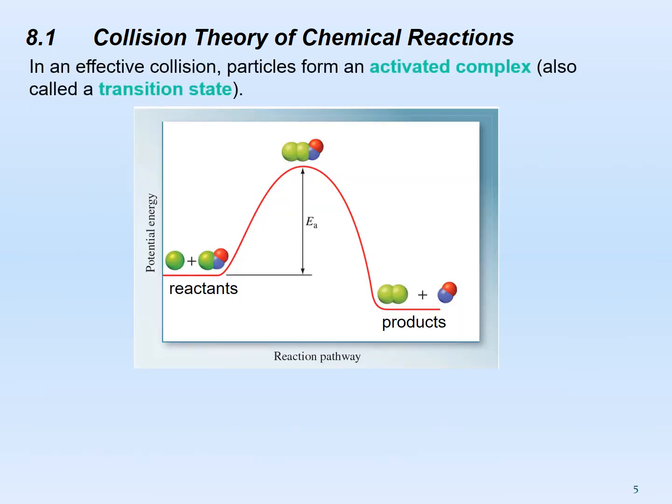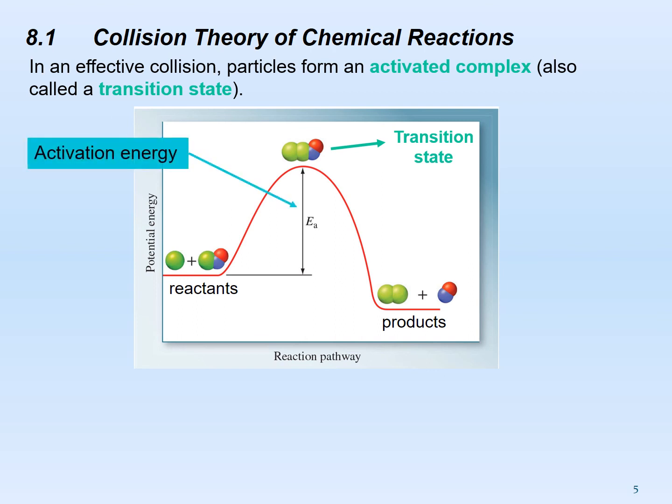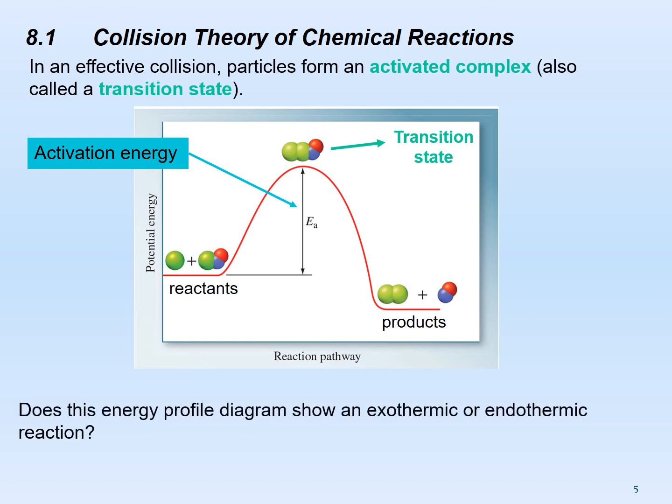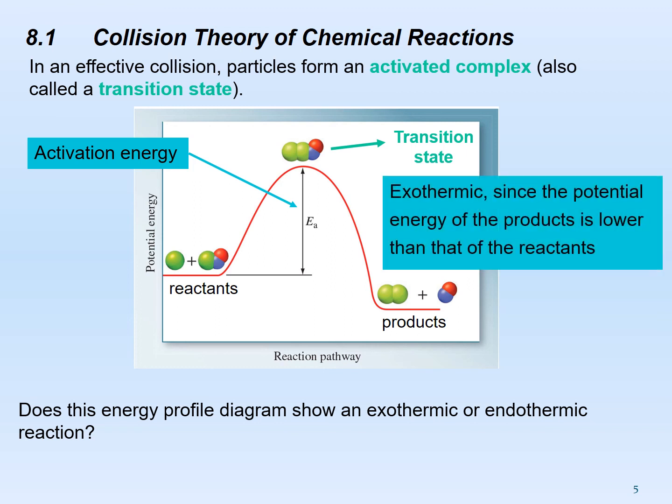In an effective collision, particles form an activated complex, also called a transition state. This species is the highest energy species in the reaction. It is not stable and so short-lived that it has never been isolated. In this energy profile diagram, the activation energy EA is shown as the difference in energy between the reactants and the activated complex. Does this energy profile diagram show an exothermic or endothermic reaction? It is an exothermic reaction as the potential energy of the products is lower than the potential energy of the reactants.